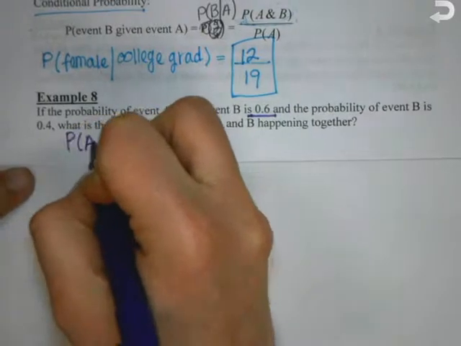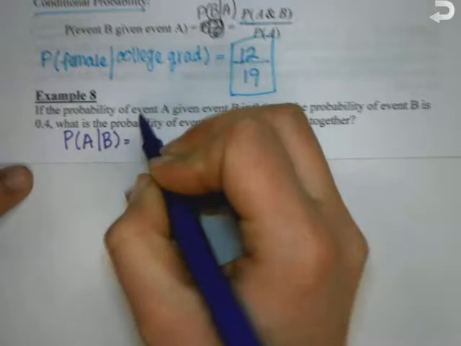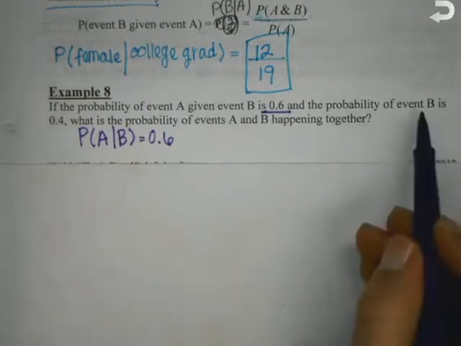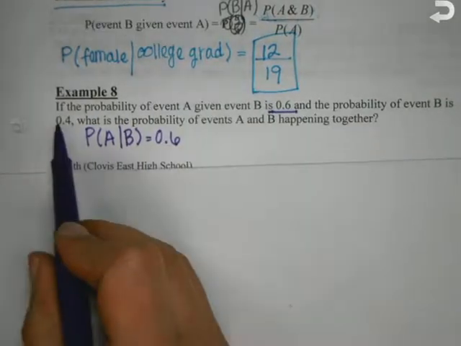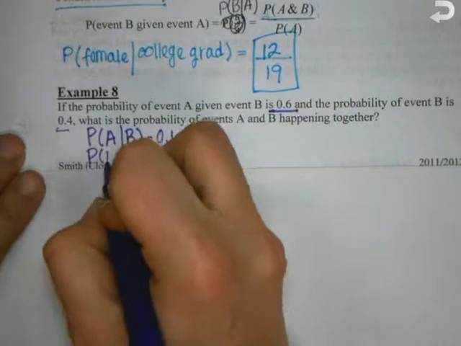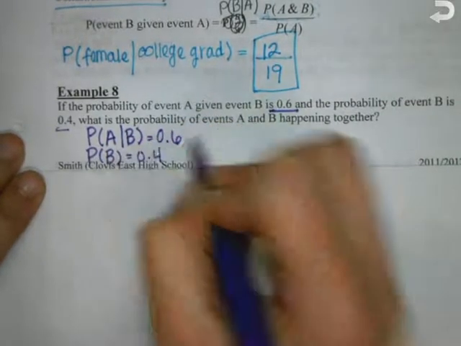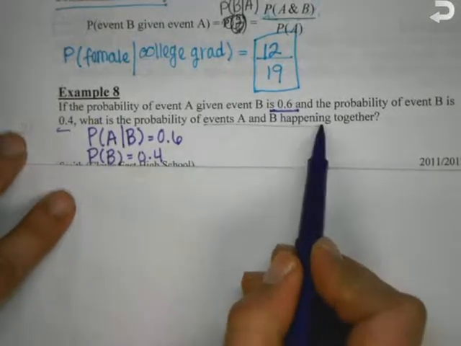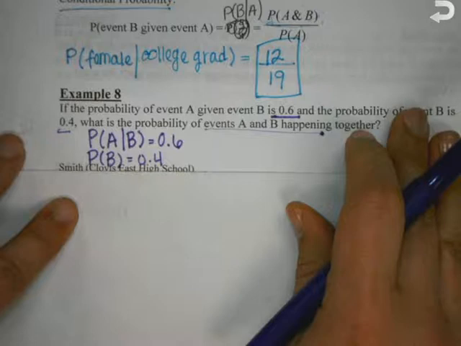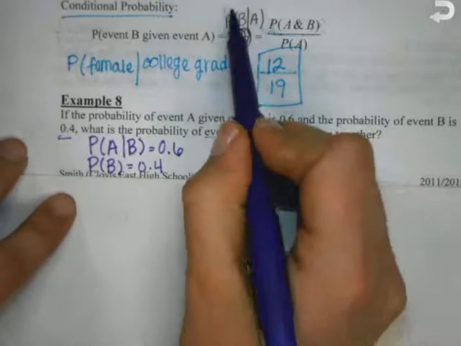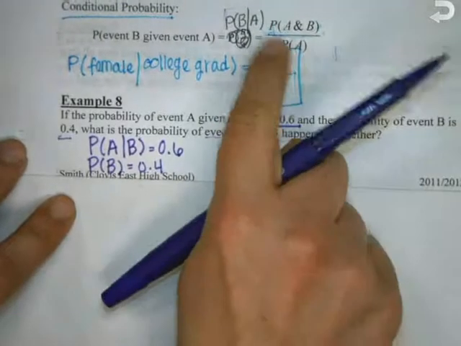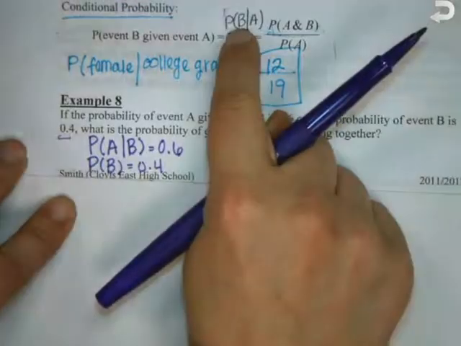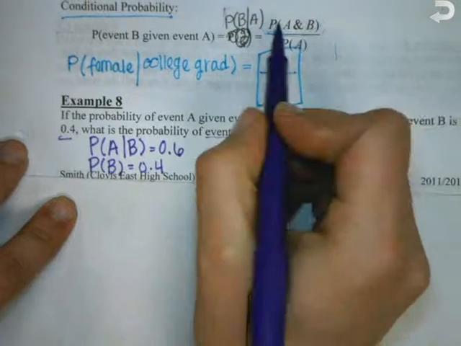What is the probability of events A and B happening together? Okay, look at this right here. Do I know 2 of the 3 things that I need for this? I know this part, and I know this part. So what can we call this part? X. Let's just call it X. Okay, so the probability of A given B is 0.6. So 0.6 equals. Do I know the probability of A and B happening together? No, so we're calling it X over. What's the probability of just B happening? 0.4.